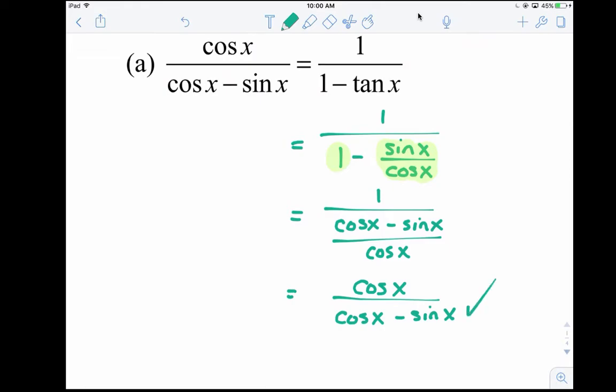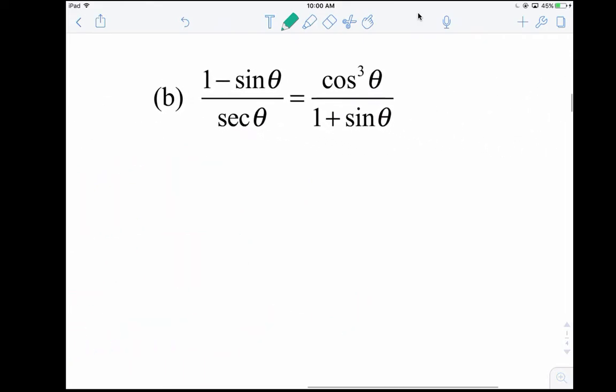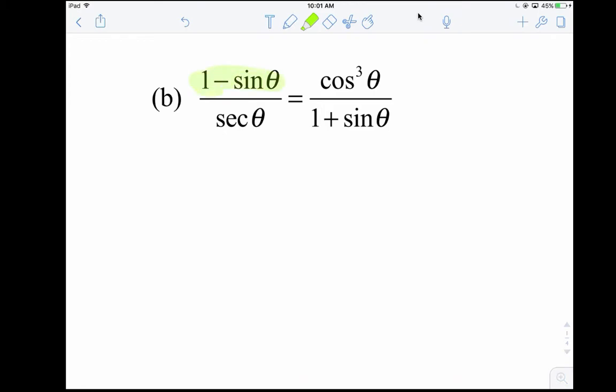Okay. Moving on to the next one. I used the left side here. So what I did is I multiplied. I see that I have a factor of 1 minus sine on the top there. So what I want to do is multiply that factor by its opposite, which would be 1 plus sine. So I'm going to multiply the top and the bottom by 1 plus sine.